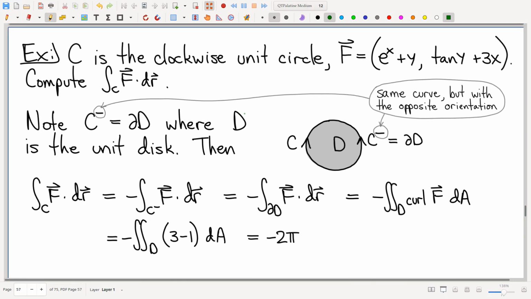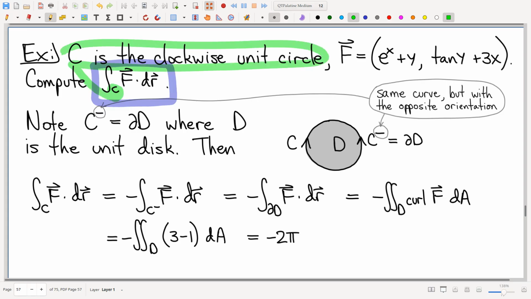Let's see here. We're being asked to compute a vector line integral. We're given the curve. We are given the vector field. Compute the line integral. Now, the first observation I want to make about this example: nowhere in the statement of the question does it announce itself as, by the way, this is a Green's theorem problem. Hint, use Green's theorem, right? No such suggestion.